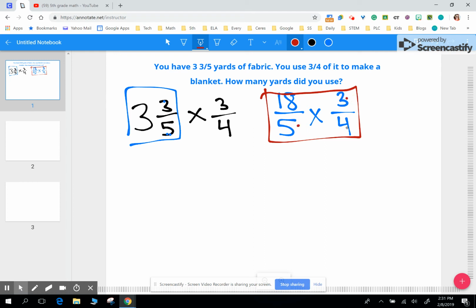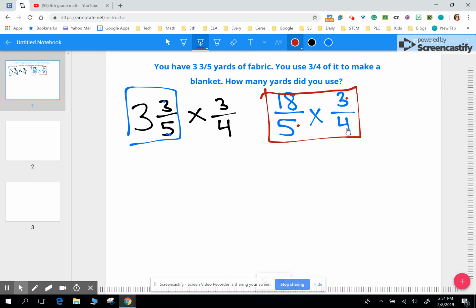When I look at this number now, which is 18/5 times 3/4, I do not see anything times 5 that equals 3, or times 3 that equals 5. However, I do see a relationship between the 4 and the 18. Do you see it? Nothing times 4 equals 18, but they are both even numbers.